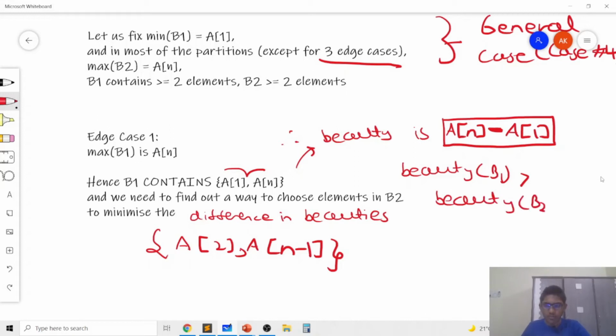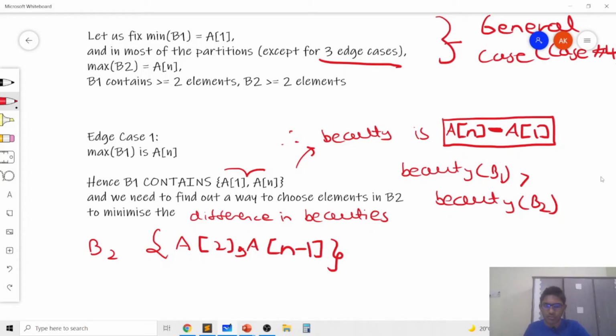Now we need to make the beauty of B2 as large as possible, but it can't be larger than B1, because AN minus A1 is basically a very large number minus a very small number. So that's why it's going to be very large. And AN minus 1 minus A2 is a smaller number minus a larger number. So that's why this difference is obviously going to be less. And that's why it's going to be optimal to set B2 to include these two elements. So B2 contains these two elements, and we don't care about the rest of the other integers.